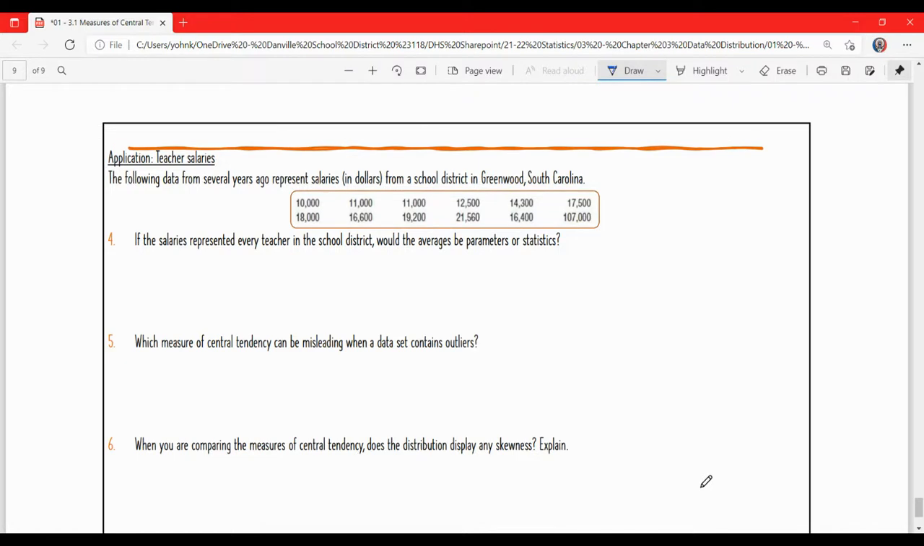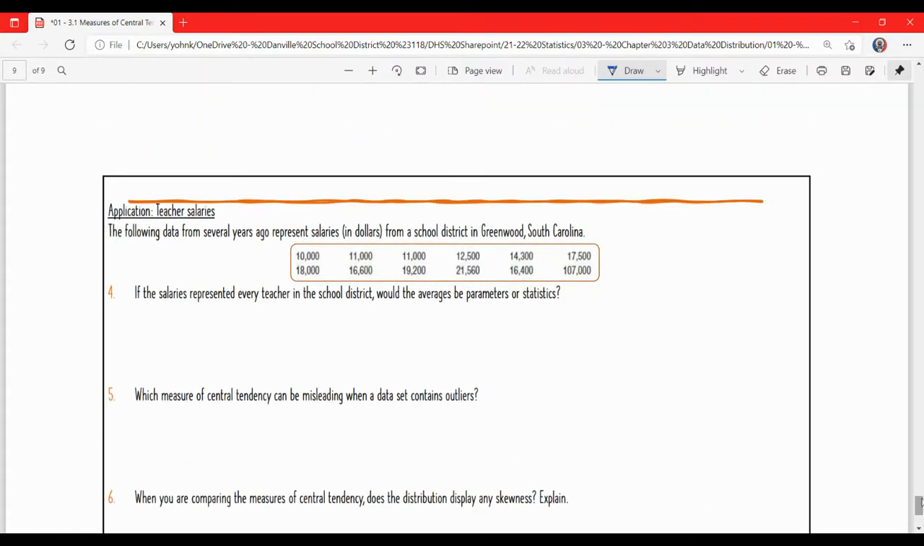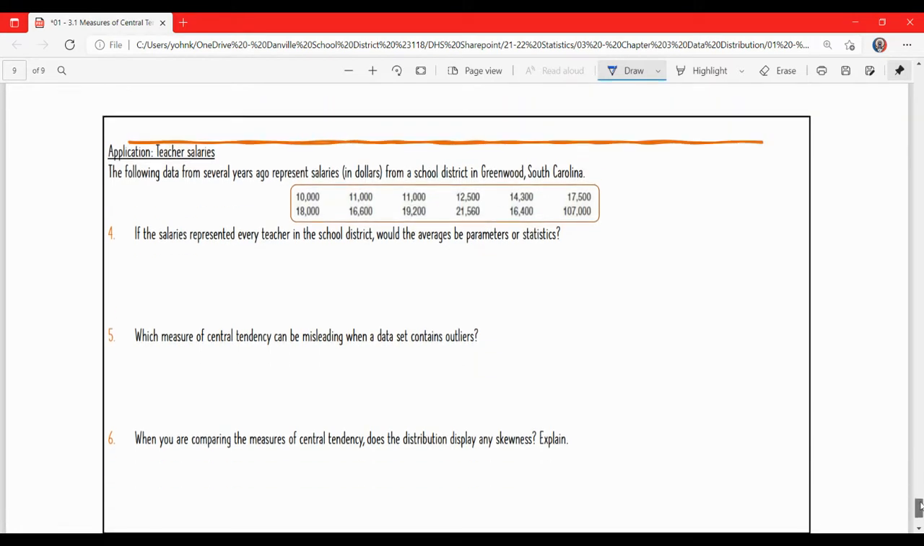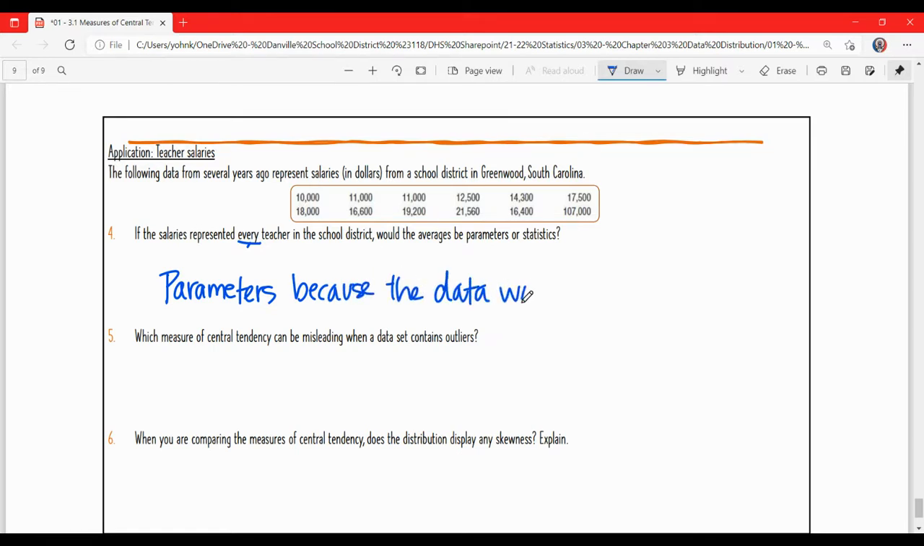Okay, keep going. If the salaries represented every teacher in the school district, would the averages be parameters or statistics? If you're including every teacher in the school district, you're talking about a population, and so these would be parameters, because the data would be the population.